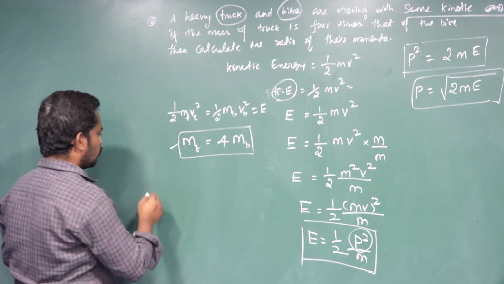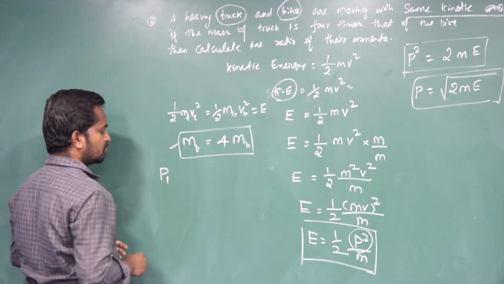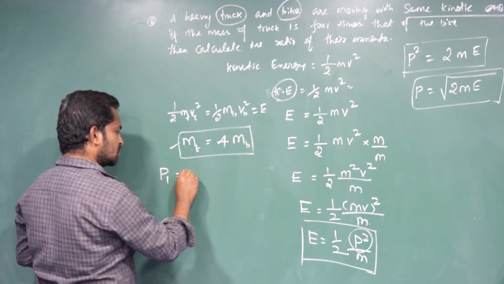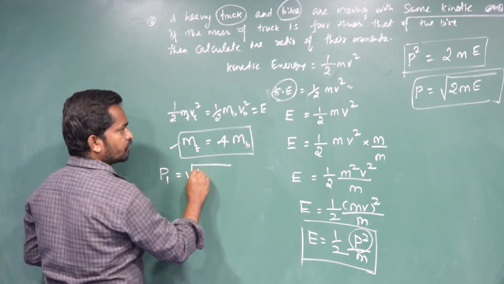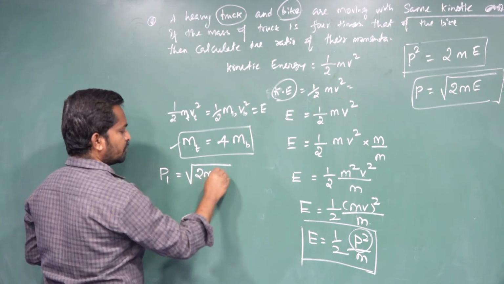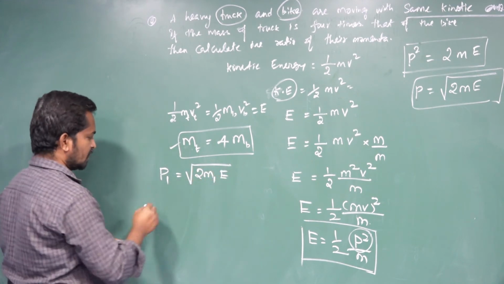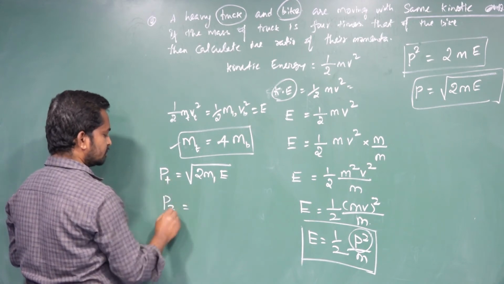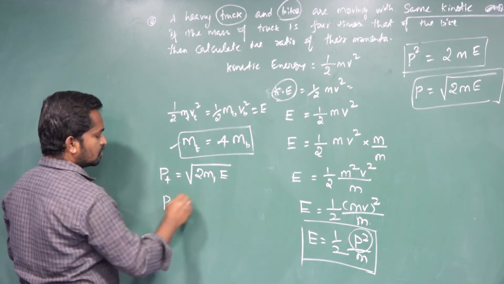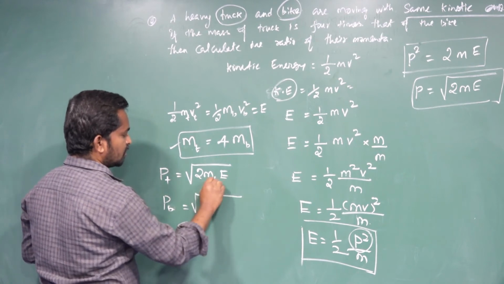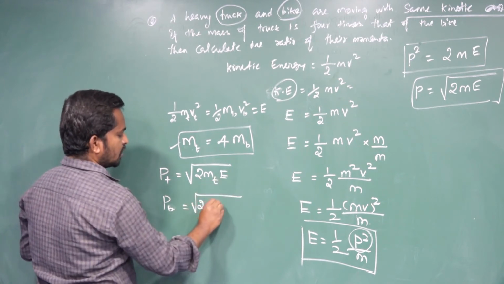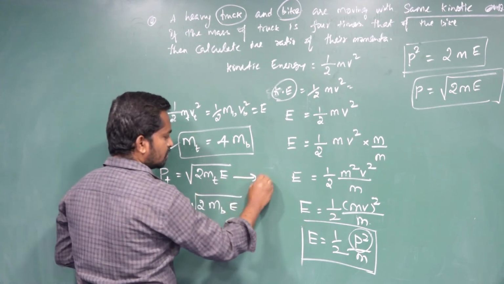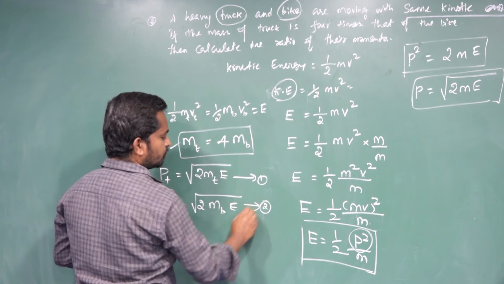First one is the momentum equation. First is truck: P1 is equal to, what is the formula, square root of 2 M1 E. Second one is bike, P2 is equal to square root of 2 M bike E. This is truck, this is bike. This is equation number 1, and this is equation number 2.